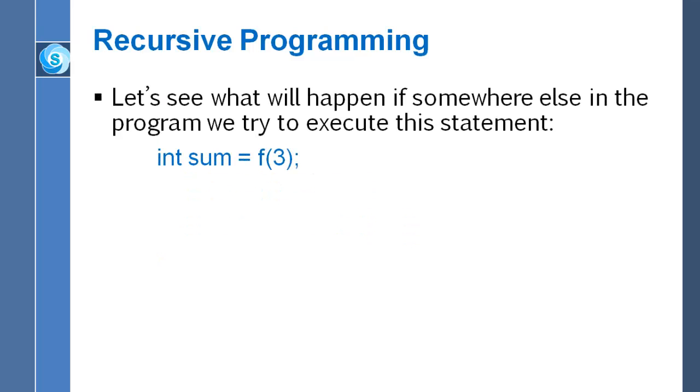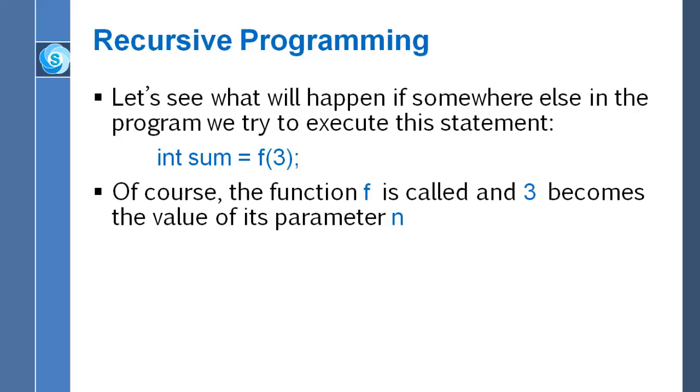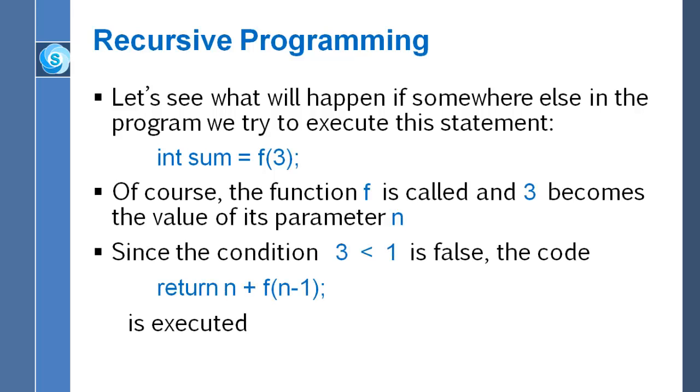Okay, so here we go. Let's say somewhere in the code there's a statement that introduces a variable sum and sets it equal to f of 3. So the action really begins by calling the function f and passing it the number 3 as the value of its parameter n. Okay? Now checking the code for f, we notice that the value of n, 3, is not less than 1. Therefore, the function is going to execute this statement, return n plus f of n minus 1.